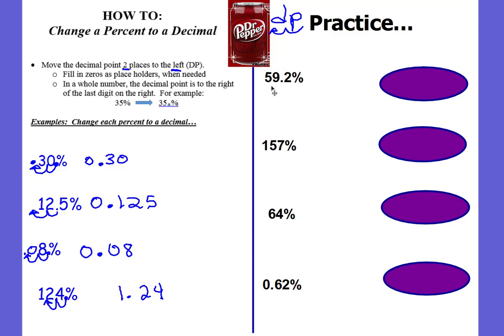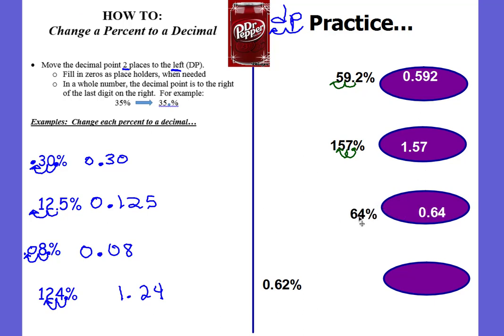Okay, let's see how you did. 59 and 2/10%. Did you get 592 thousandths? Hopefully so. All you had to do was take that decimal point and move it 1, 2 places to the left. 157%. As a decimal, did you get 1 and 57 hundredths? Remember, in a whole number, the decimal point is invisible. So you make it visible, and then you can move it 1, 2 places to the left.